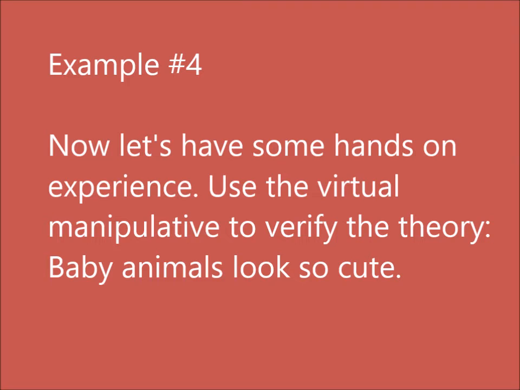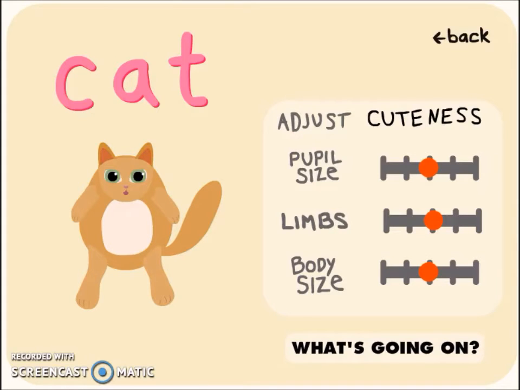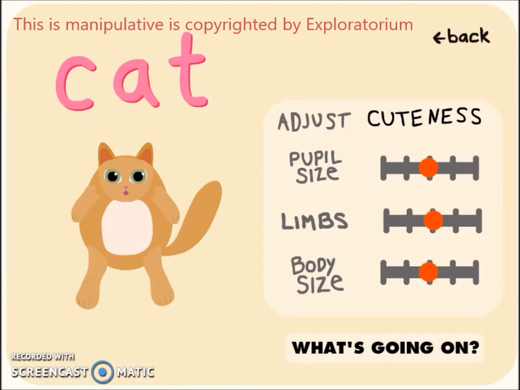Example number 4. Now let's have some hands-on experience. Use the virtual manipulative to verify the theory. Baby animals look so cute. Why? Okay, now let's use this virtual manipulative to test or verify the theory of why baby animals look so cute. So the theory said, if you want a baby animal to look so cute, the head should be bigger, and the body should be relatively, proportionately smaller.